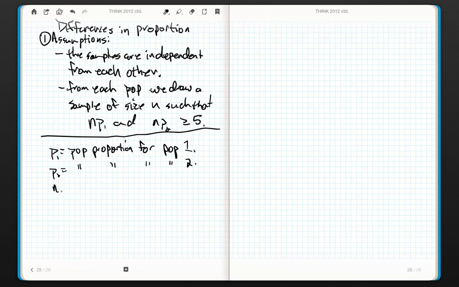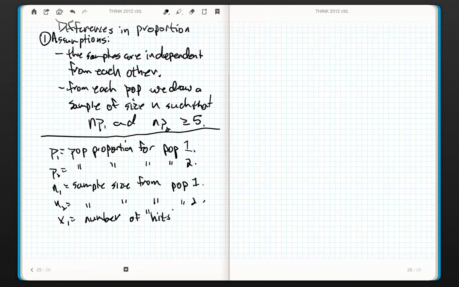N1 is sample size, and this is going to get a little boring. Sample size from population 1. N2 is the sample size from population 2, et cetera. X1 equals the number, remember, this basically comes from binomial, of hits, just like before, from N.